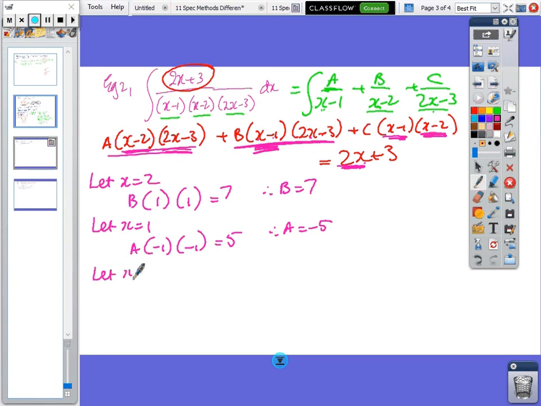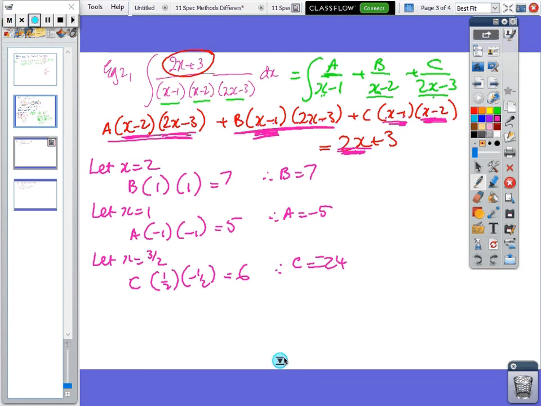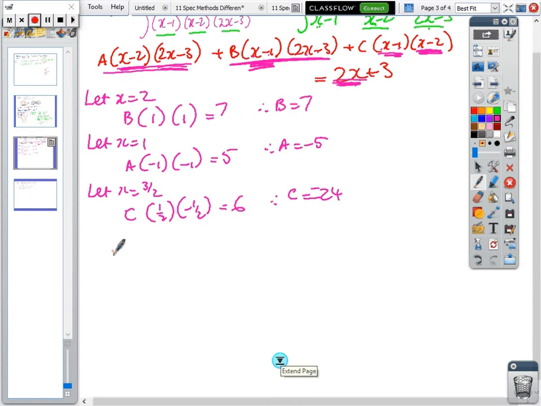So we let x equal positive 3 on 2. Now this is a little bit harder. So we've got C times 1 1/2 minus 1 is a half, and then 1 1/2 minus 2 is minus a half, equals 2 times 1 1/2 is 3, 3 plus 3 is 6, and so when you finish that off, C equals minus 24, a minus sign there.